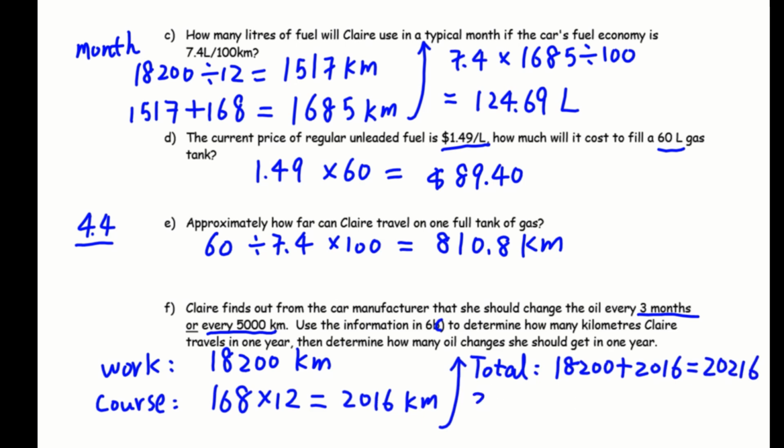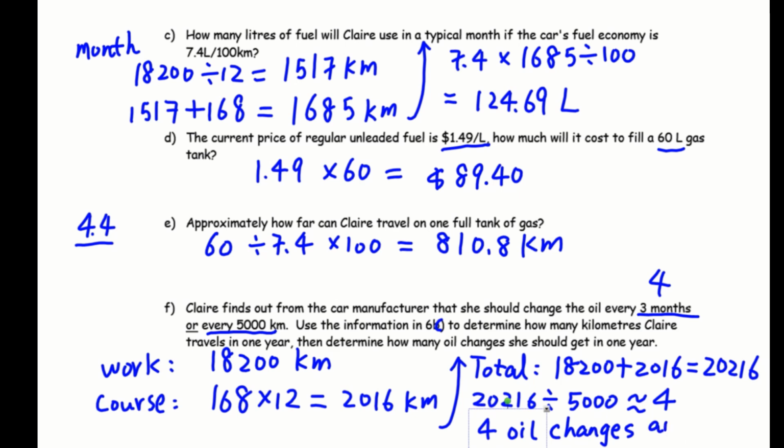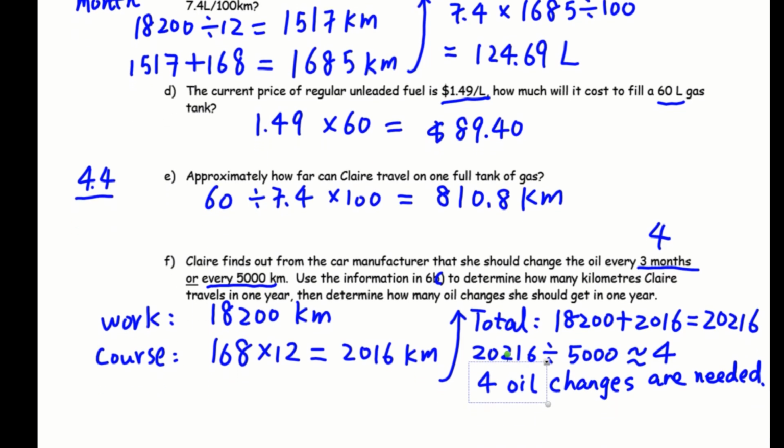It is 2,216. So we use this number divided by 5,000. It is around 4. So in 3 months you have 4 times. So it is matched. You are going to change the oil 4 times. 4 oil changes are needed. But this is for the old car. Now for the newer car, it will be once per year to change the oil. So this is for the second question.